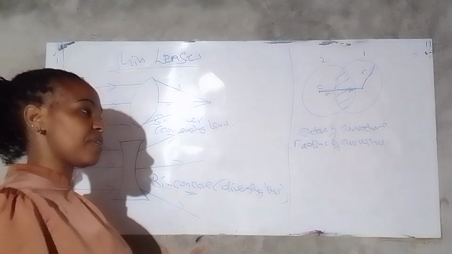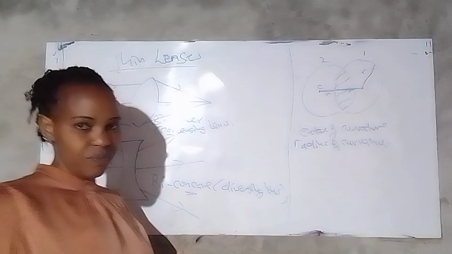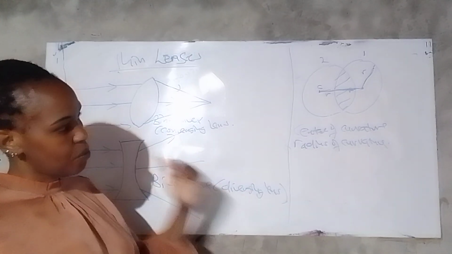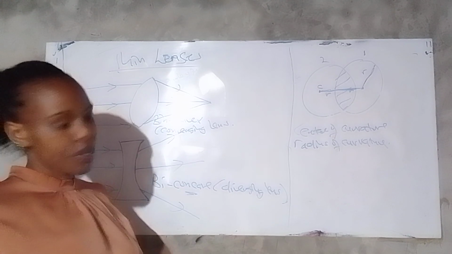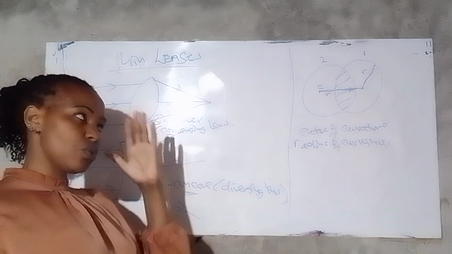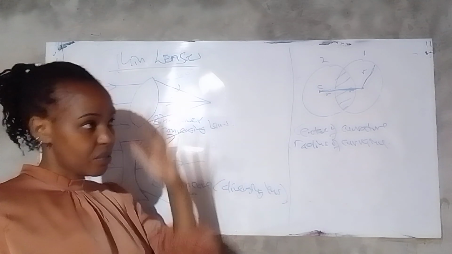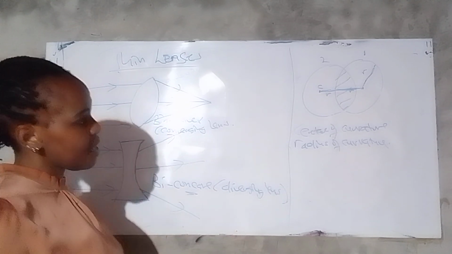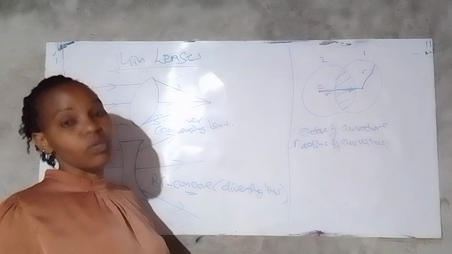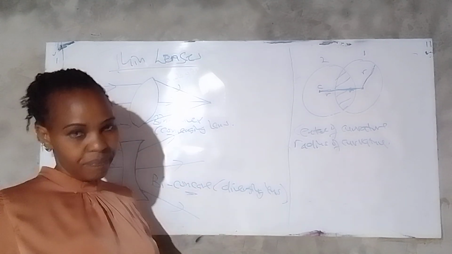So the center of curvature is simply the center of the sphere, the center of the sphere from where we got our lens. The radius of curvature, anytime we talk about from the center of a sphere to any part of the circumference of that sphere, then that is called a radius. So we'll be calling it the radius of curvature.